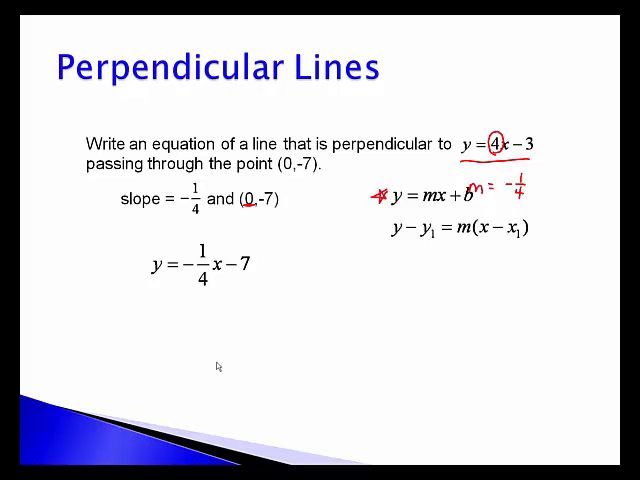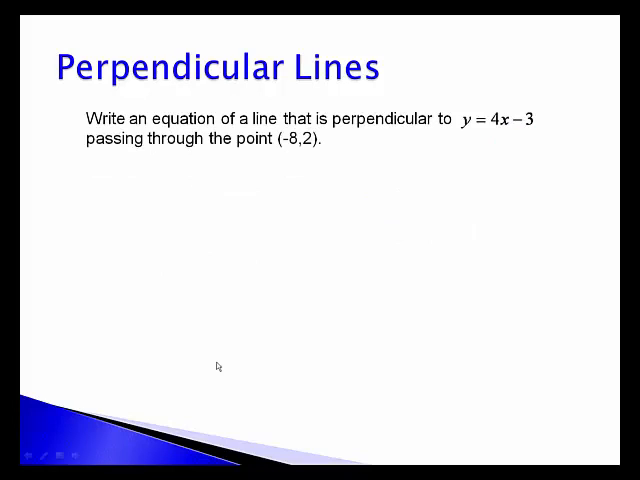Let's take another one now. What if this time I ask you to write an equation of a line that is perpendicular to y is equal to 4x minus 3, passing through the point (negative 8, 2). And I don't know about you, but by now you ought to be getting a feeling that when you see this thing right here is not a 0, you go, doggone it, she's given us another one of those. And that's exactly what I've done.